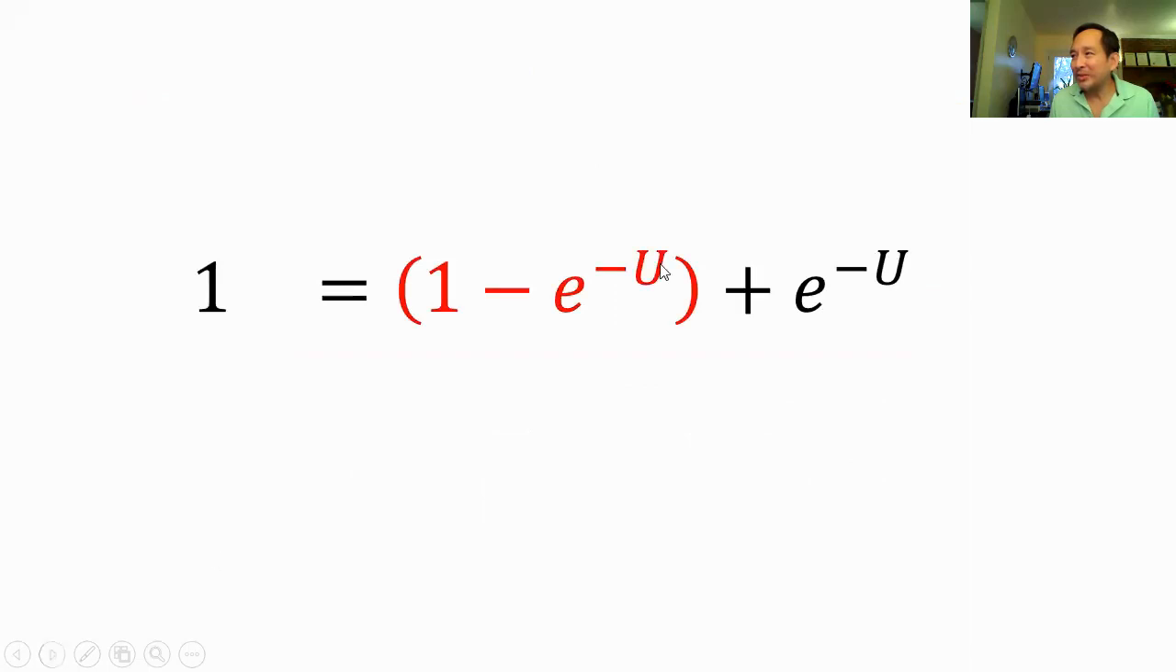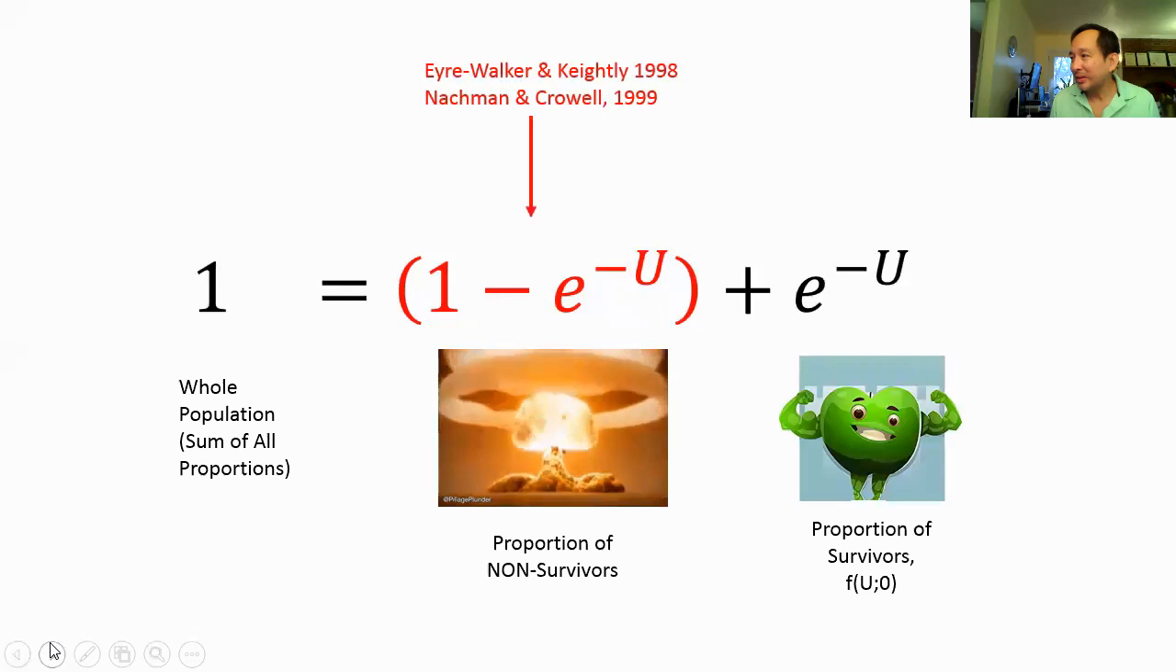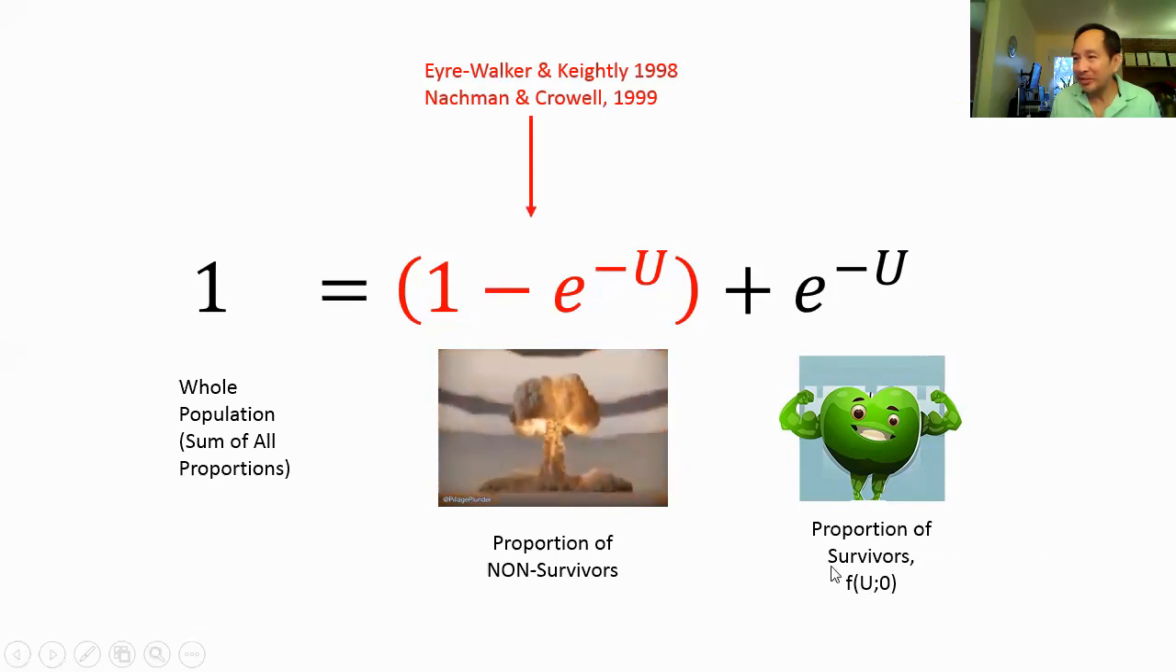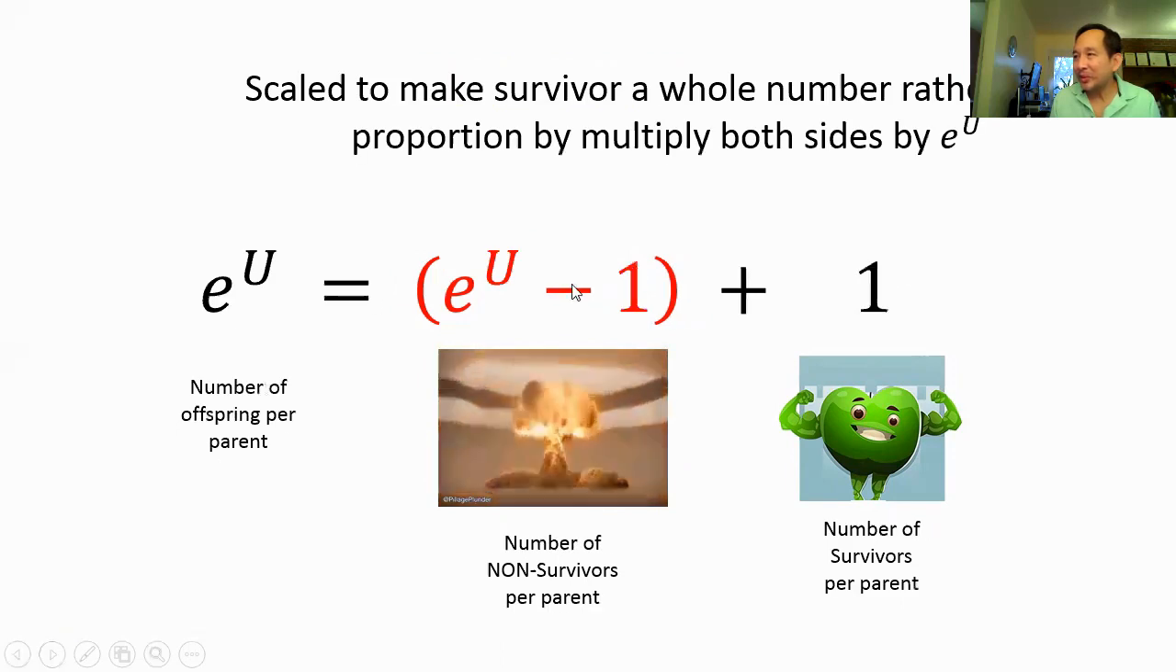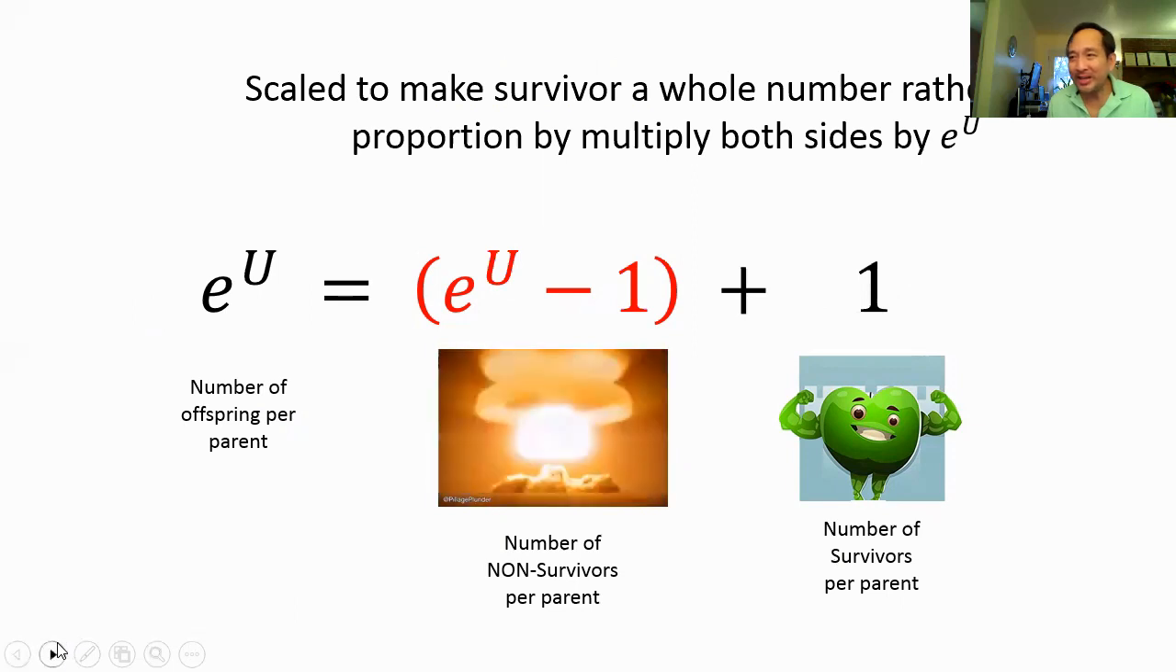We can do some more derivations. So you'll see this 1 minus e to the minus u term, and it can be transformed. They use this form of the equation in these papers. We could say that this represents the proportion of non-survivors, and this term here is the proportion of survivors. Alternatively, if we multiply both sides by e to the u, we can say that's the number of offspring per parent, the number of non-survivors per parent, and the number of survivors. I will use e to the u because it's just simpler, but that's how it would relate. That's the only reason I did that derivation.